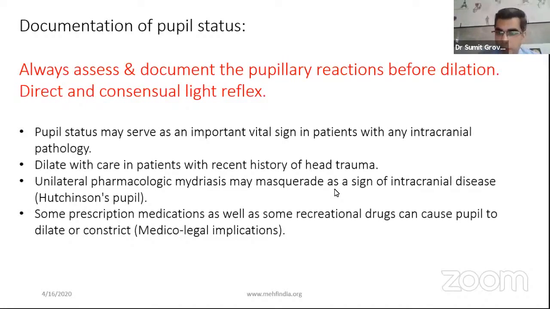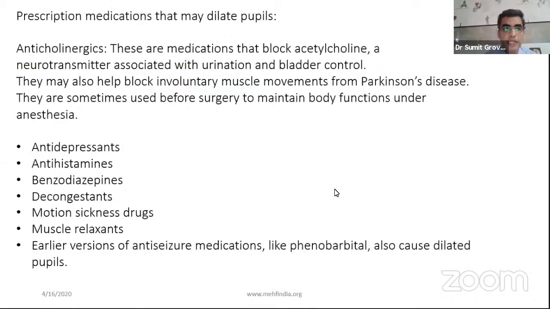Some prescription medications as well as some recreational drugs can also cause pupils to dilate or constrict. These have some medico-legal implications: if you don't take a history before dilating and do not document the pupillary status, you may have some medico-legal repercussions. And we'll see what the prescription medications are.